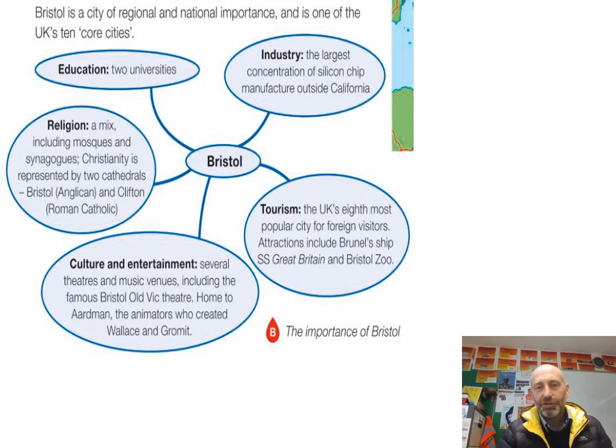Going on to the next task, we're going to start thinking about why Bristol is regionally and nationally important. Regional means within the UK, obviously, and national is within the UK. Bristol is one of the UK's 10 core cities, the main cities in the UK, along with places like London, Manchester, and Birmingham. On this mind map we can see, under some main headings, some of the important features of Bristol in terms of its industry, education, culture, and tourism. Have a look at those and think about why that makes Bristol important within the UK.